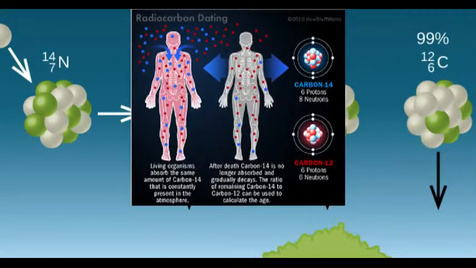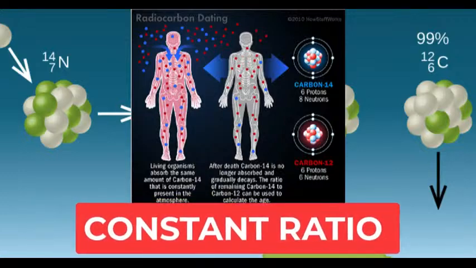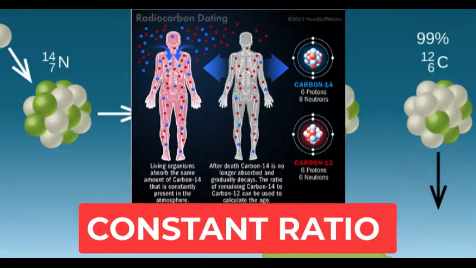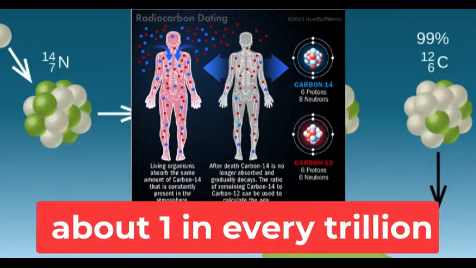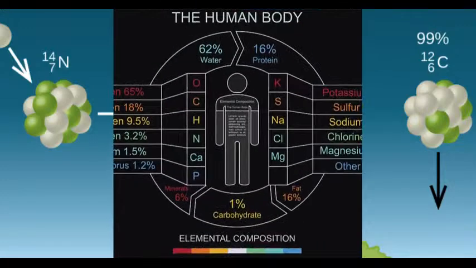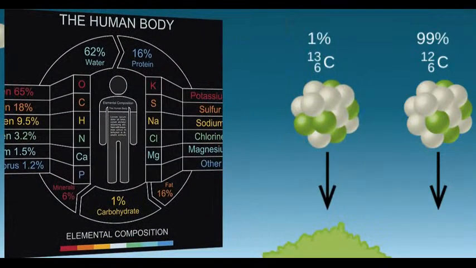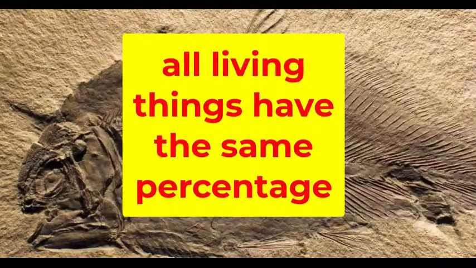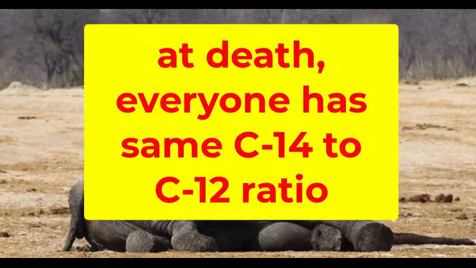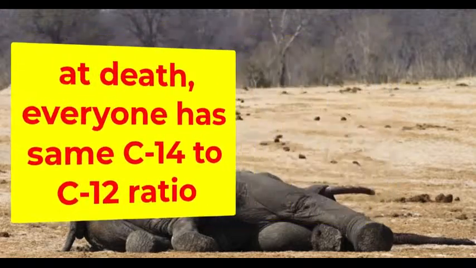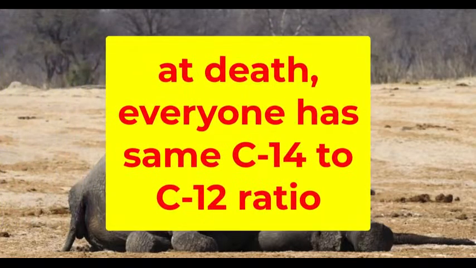The ratio of normal carbon, C12, to carbon-14 in the air and in all living things at any given time is nearly constant. Around 1 in a trillion carbon atoms are carbon-14. At this moment, your body has a certain percentage of carbon-14 atoms in it, and all living plants and animals have the same percentage. As soon as a living organism dies, it stops taking in new carbon. The ratio of carbon-12 to carbon-14 at the moment of death is the same as in every other living thing.